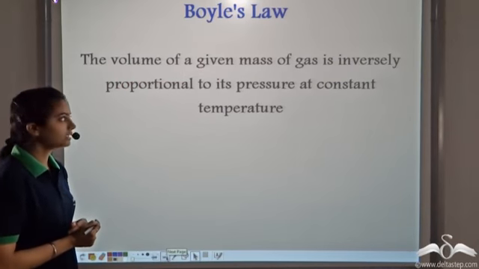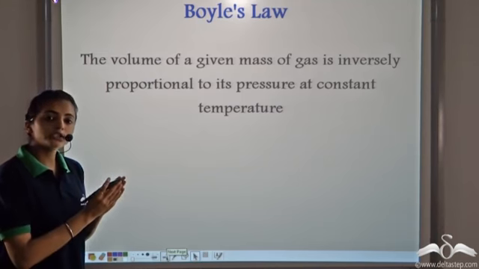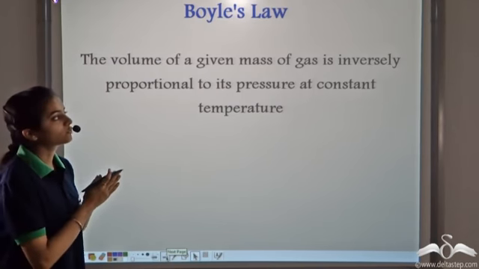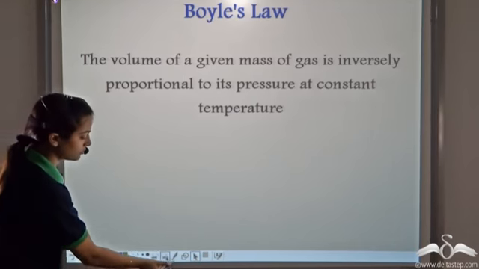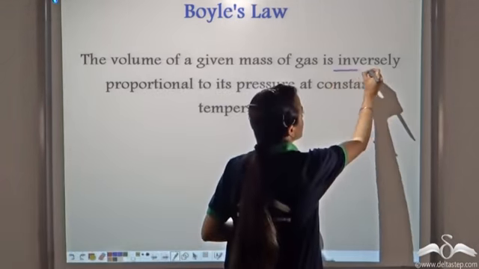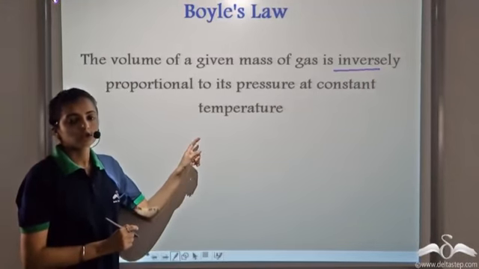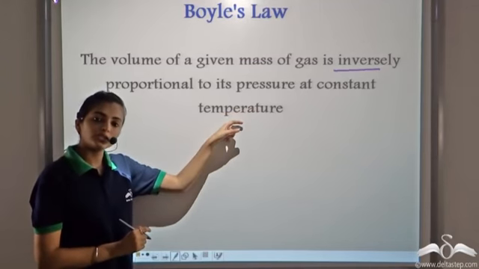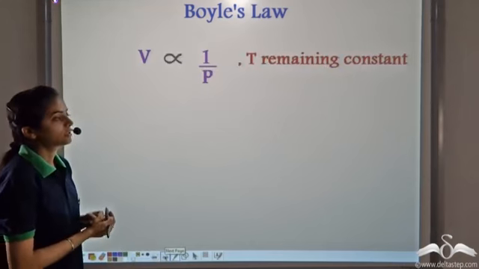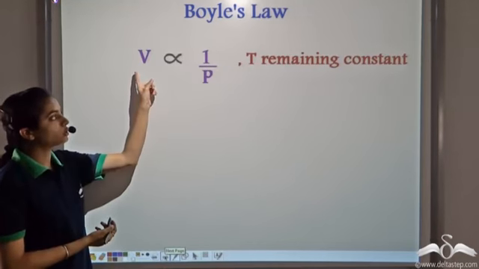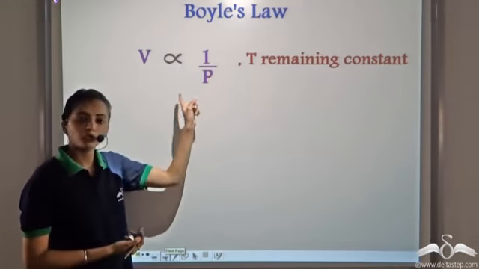So Boyle's law states that the volume of a given mass of gas, so the law holds for a particular gas. So for a given mass of gas, the volume is inversely proportional. You have to keep in mind that the volume is inversely proportional to pressure at constant temperature. So the law holds only at a constant temperature for a particular gas.